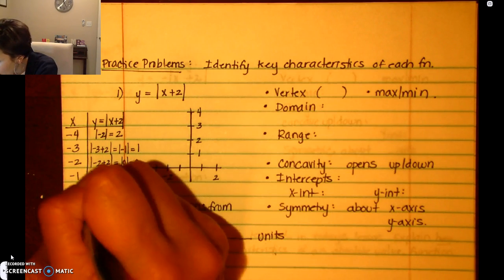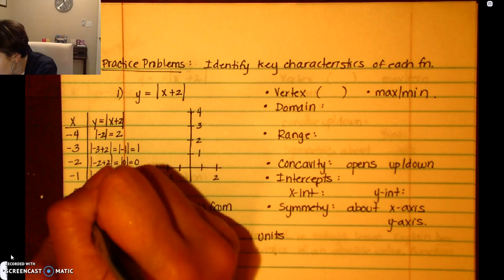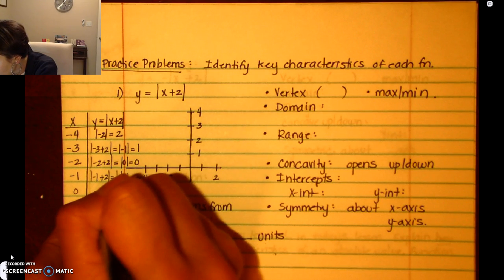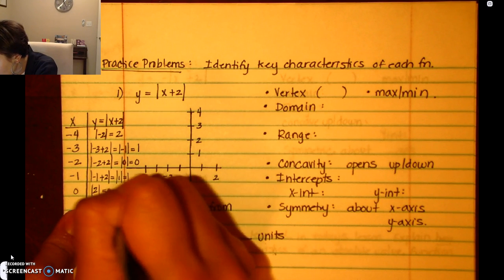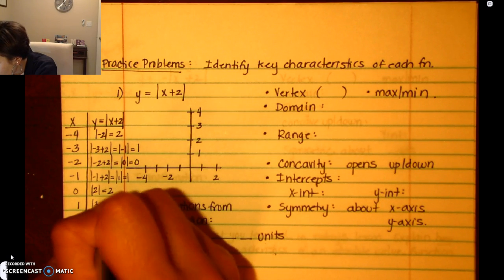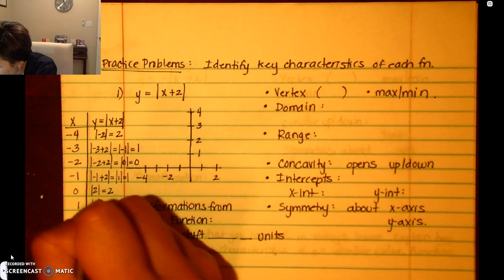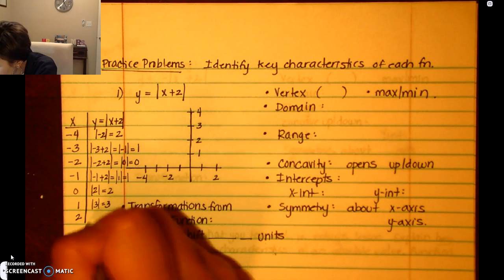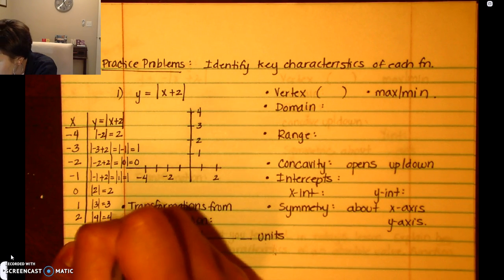And you keep going, okay? So on and so forth. So 0 plus 2 is 2. The absolute value of 2 is 2. 1 plus 2 is 3. The absolute value of 3 is 3. 2 plus 2 is 4. The absolute value of 4 is 4.